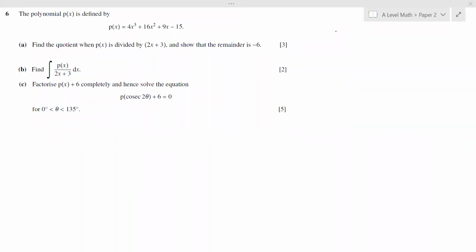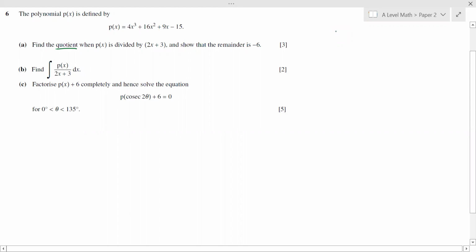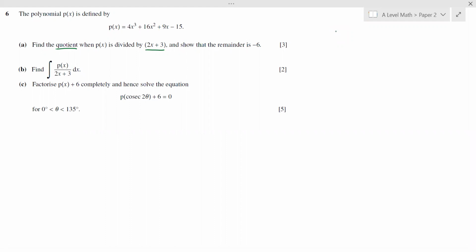Given a cubic polynomial p of x, for part A, find the quotient when p of x is divided by 2x plus 3 and show that the remainder is negative 6. If you look at the divisor, you have a 2x plus 3. I would suggest you do not use synthetic division if you are not familiar. Let's just do a long division then.